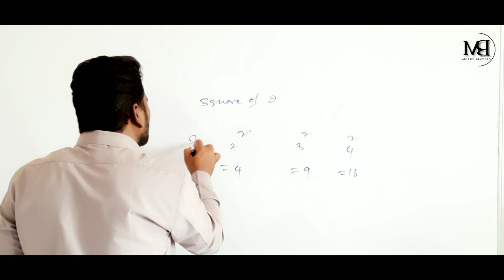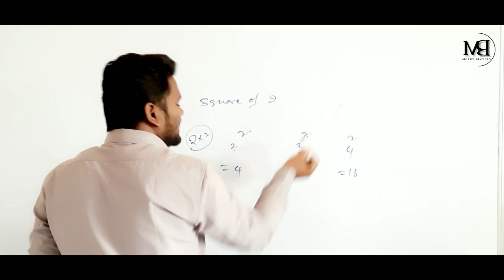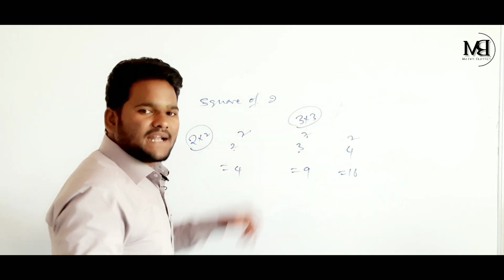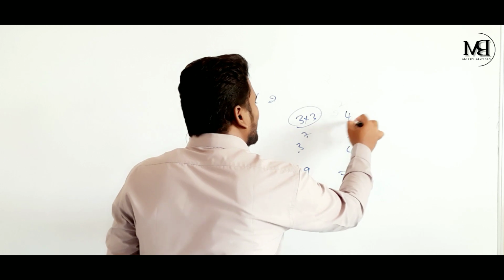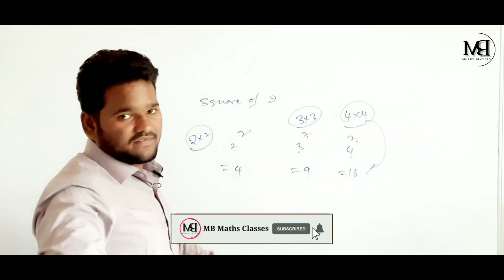Actually, 2 power of 2, 2 square, means 2 is multiplied by itself 2 times. 3 power of 2 means 3 is multiplied by itself 2 times, 3 3s are 9. 4 square means 4 is multiplied by itself 2 times. The answer is 16. Very good.